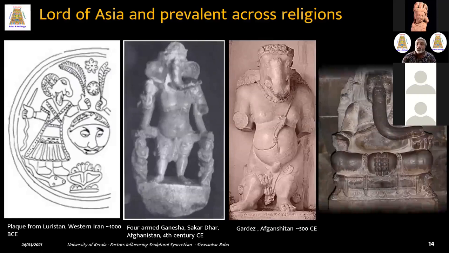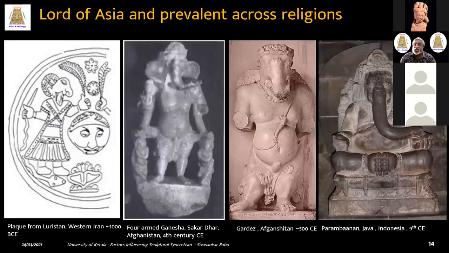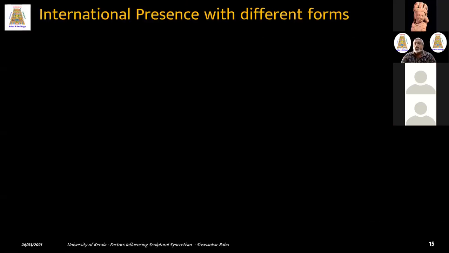And this is from Java. See the stances, the structure, the way he sits. Some of the mudras are slightly different in terms of ornamentation and stance, but the basic features are the same. So it is the same god with regional variations, a god with international presence and totally different forms.